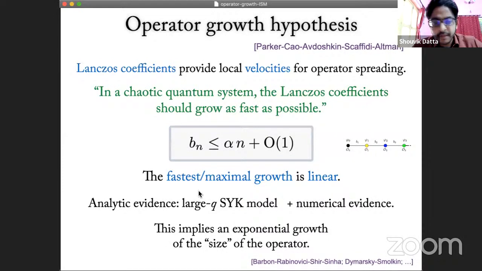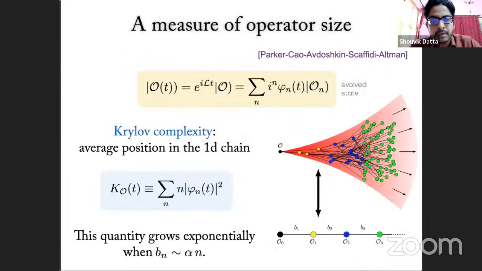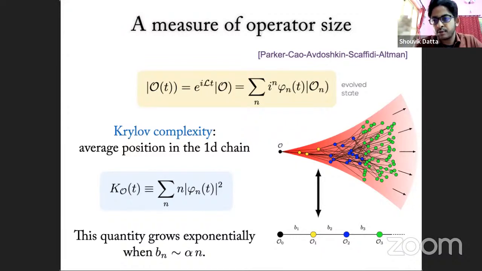There's also mounting numerical evidence in support of this conjecture. And if the Lanczos coefficients grow maximally like this, if it saturates this, then this implies an exponential growth of the size of the operator. Now what do I mean by size? A measure of operator size is the average position along this chain. As I said, this green dot is representative of all these green dots appearing over here. So measuring some average position along this chain gives you a measure of operator size or operator complexity.